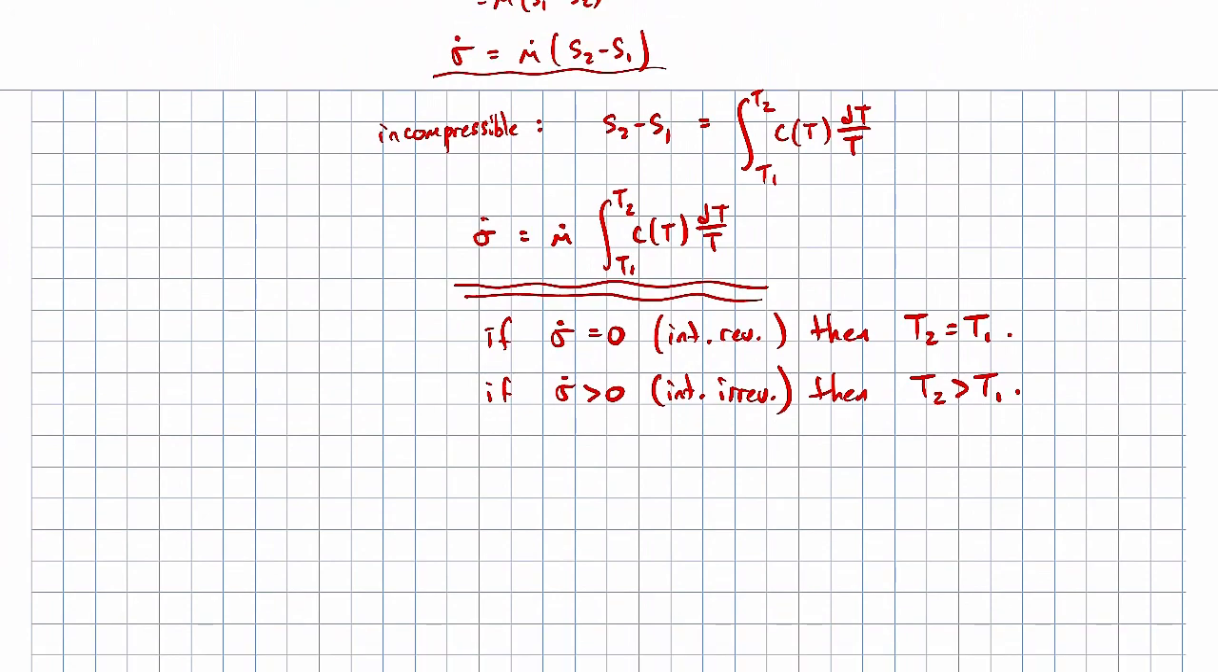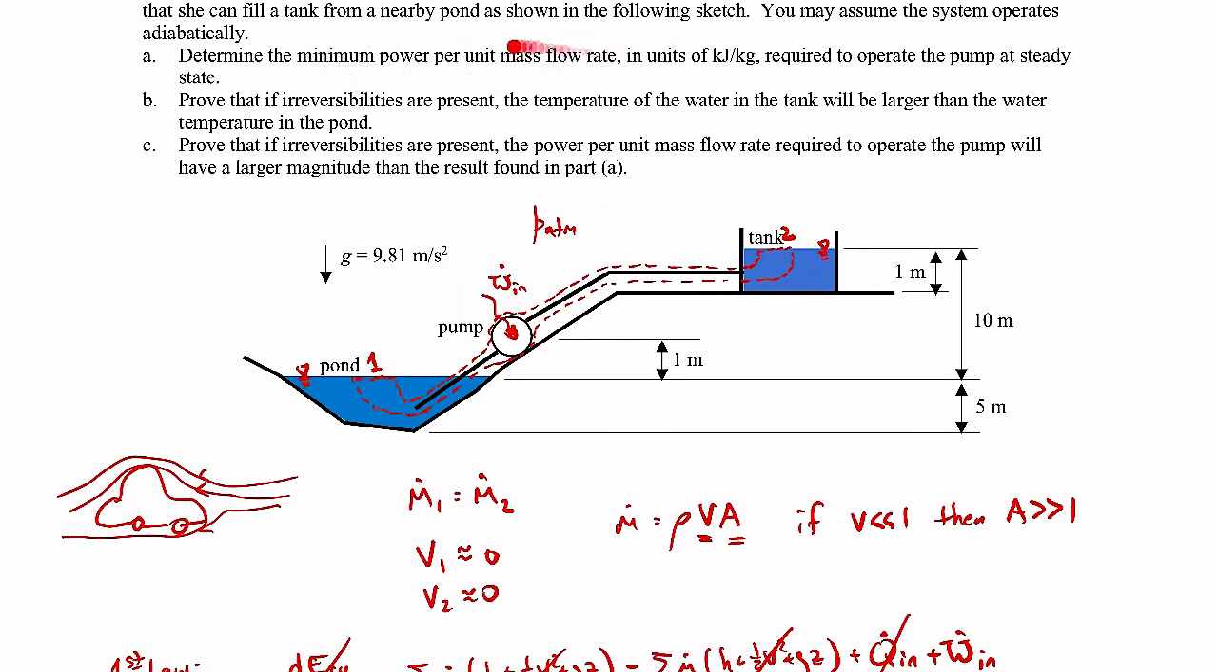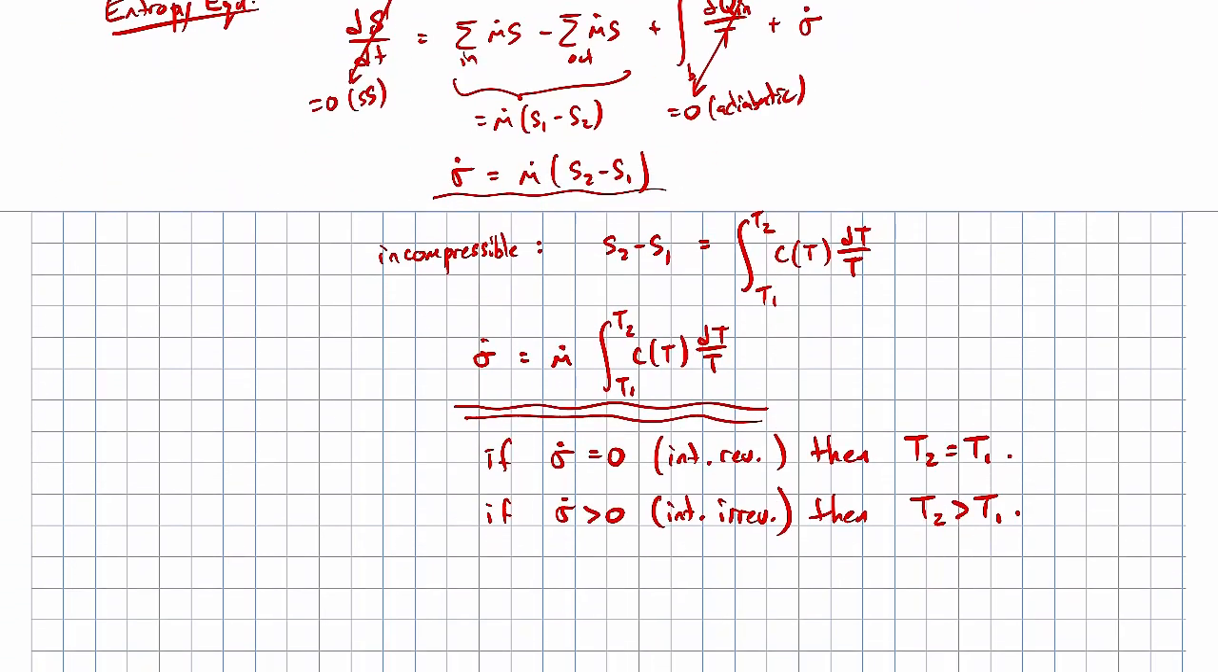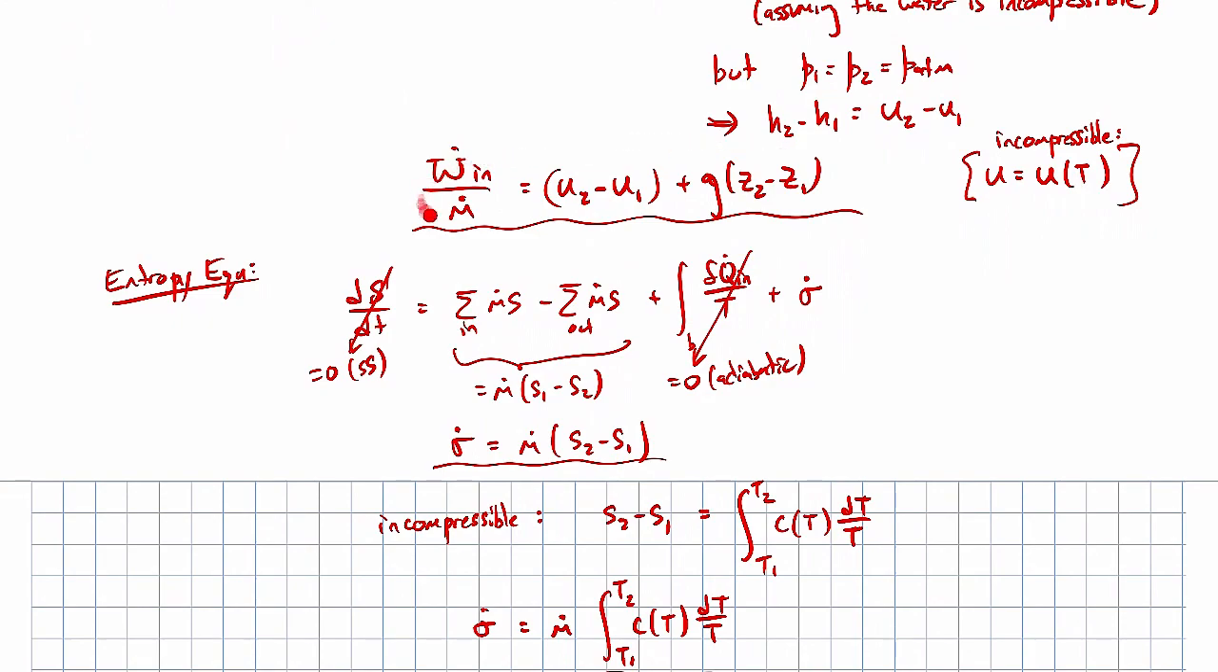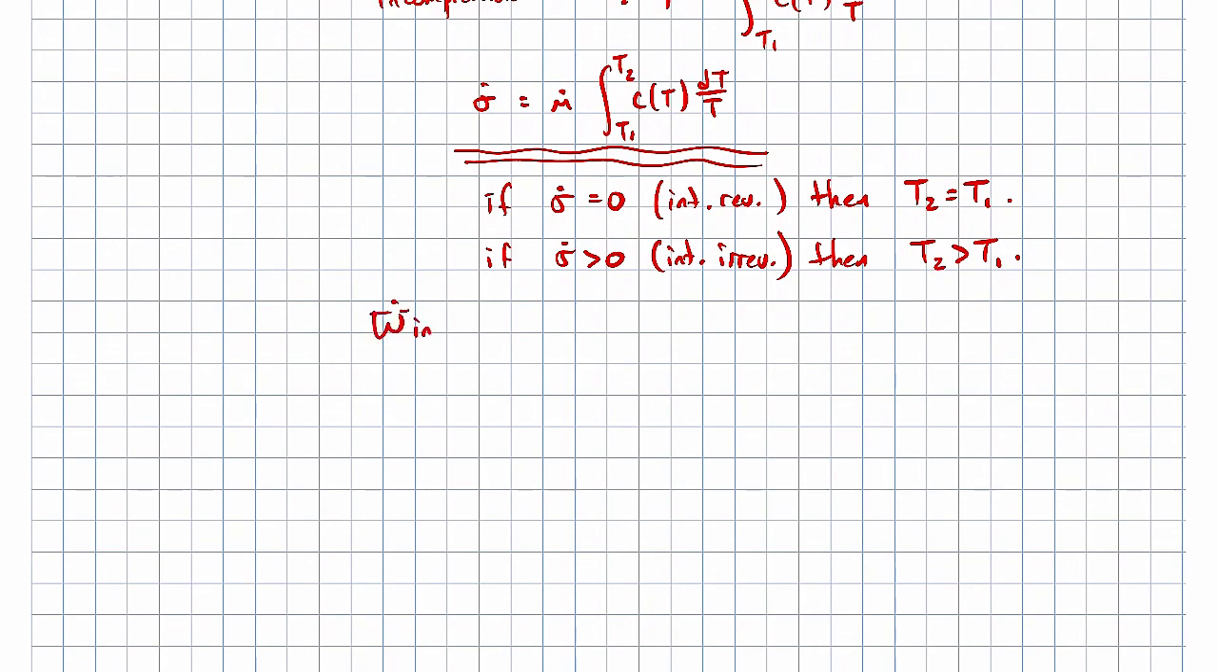So let's go back to part A up here. The minimum power per unit mass flow rate, well, that's for the reversible case. So for the reversible case, we know that T2 is equal to T1, right? Well, if you go back to our first law expression, if T2 is equal to T1, then our U2 minus U1 must be 0 because it's incompressible and the internal energy is only a function of temperature. So we can then write W dot in over m dot for the internally reversible case as just simply g times (Z2 minus Z1). And I'll just make a note here, since U is a function of temperature and T2 is equal to T1 for this particular case. So this will be our minimum power that we have to put in, right? It'll be our minimum power, and you can certainly plug in the numbers for this.